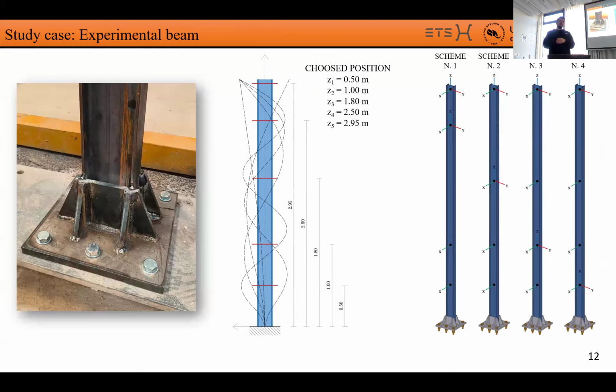Now we try to repropose basically the same thing, but on a real beam. We use this fixed steel beam in our laboratory in Catania. The first thing we did was to find a good position for the four accelerometers. In general, we try to avoid the nodes because a node will not bring any information. Then we carried out four different schemes.